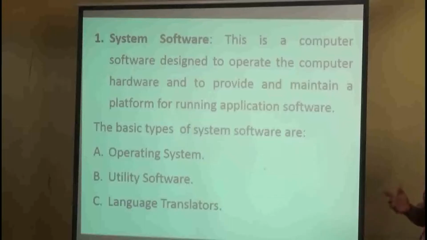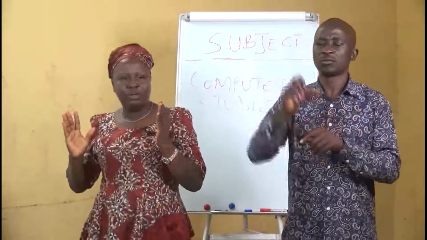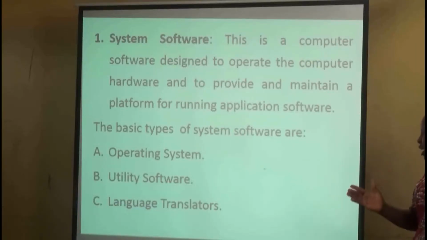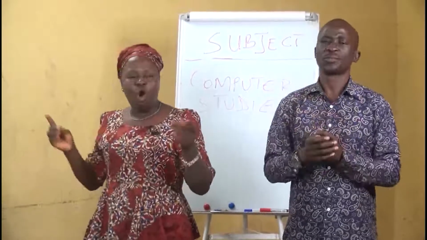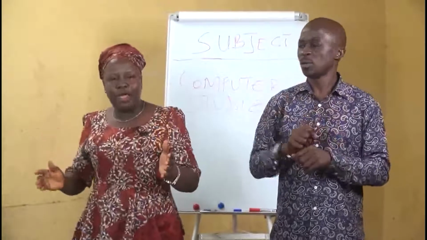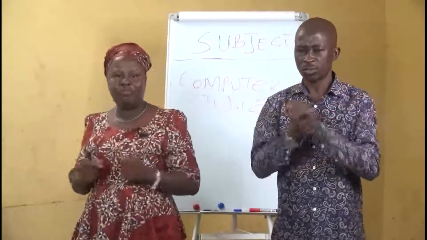Now, if you know that, learners, we have different basic types of software. One, operating system software. Two, utility software. Three, language translators. Again, operating system software, utility software, and finally, language translator software.